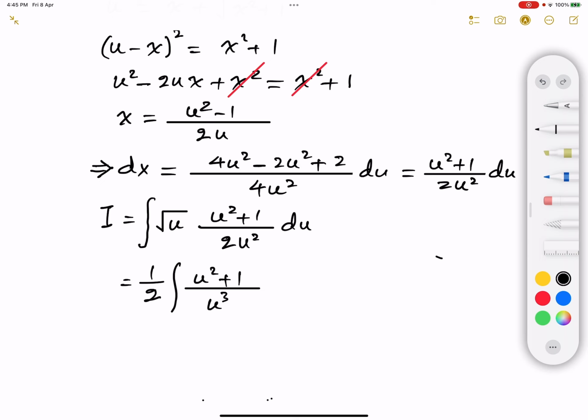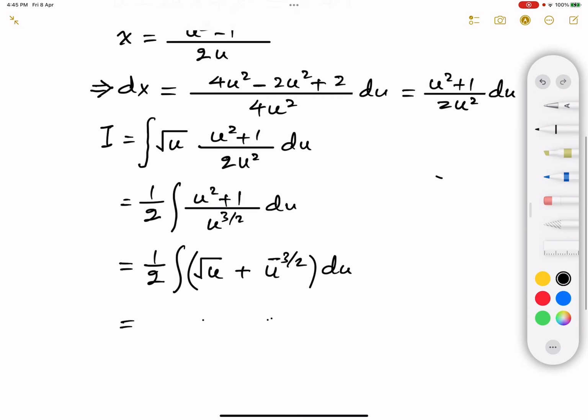So it's u to the power 3 by 2 du, and this can be rewritten as half the integral of u squared divided by u to the power 3 by 2, so it's u to the power 2 minus 3 by 2, which is half, so that's the square root of u, and the other term is u to the power minus 3 by 2, and we're done actually. Now this is straightforward to integrate with respect to du.